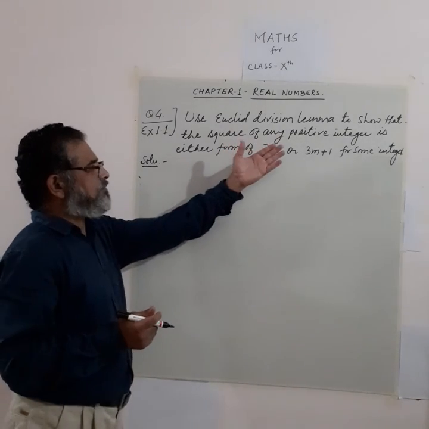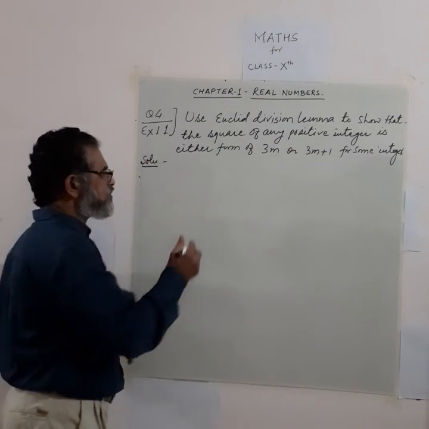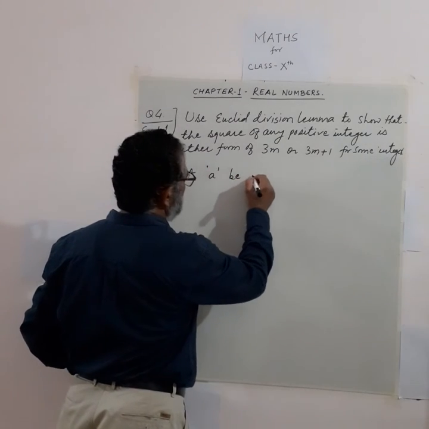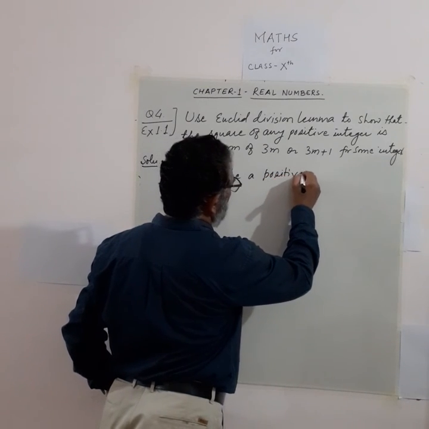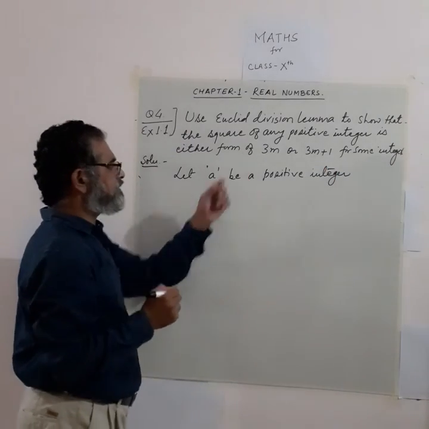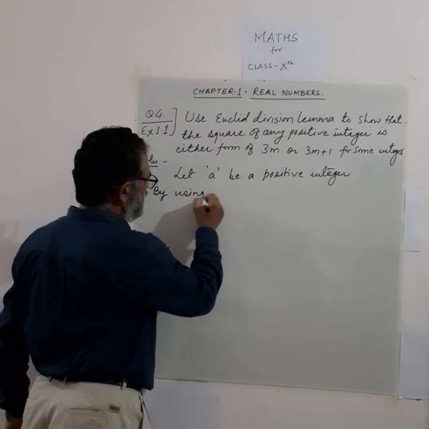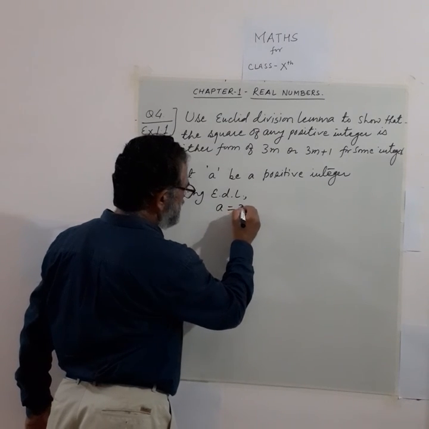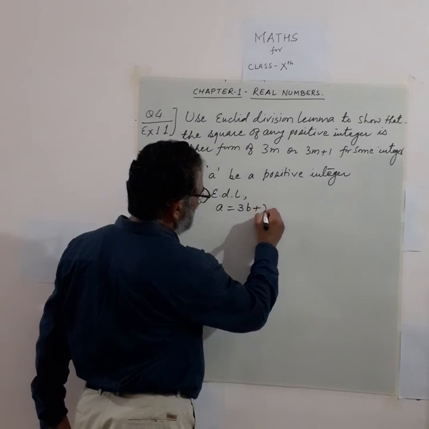Now we can write the square of any positive integer. So first we have to assume, let a be a positive integer. By using the Euclid division lemma, a can be written as 3b plus r.